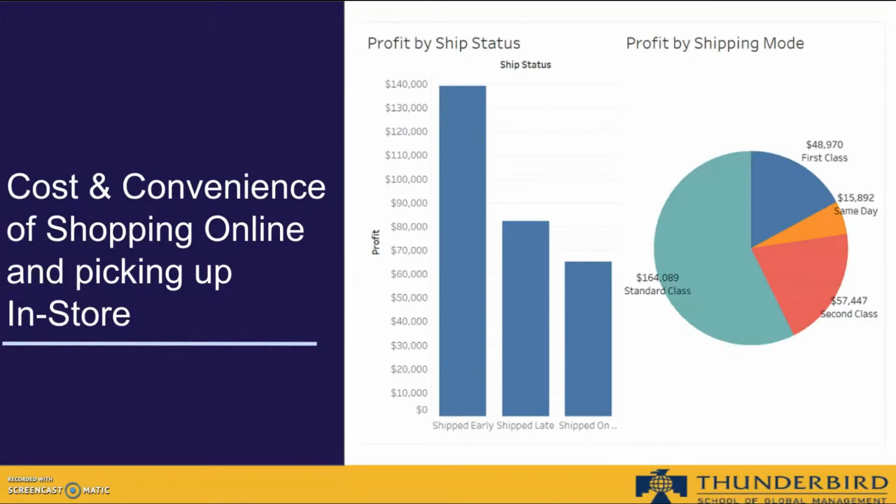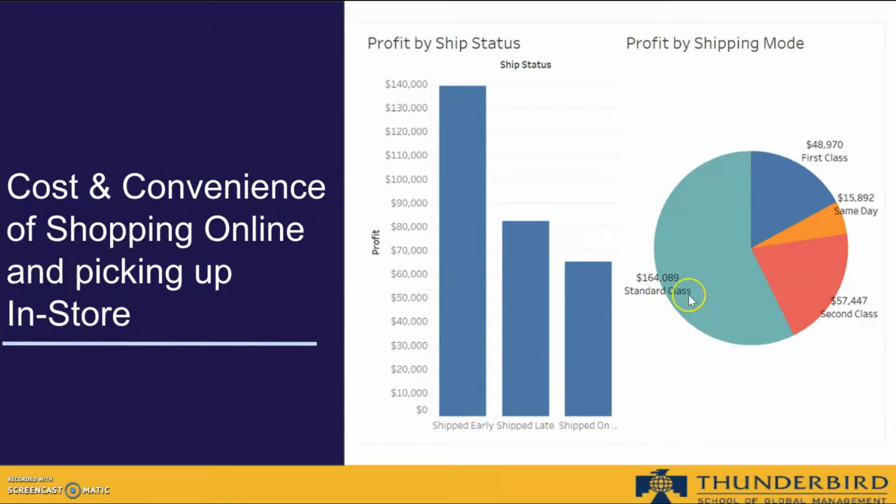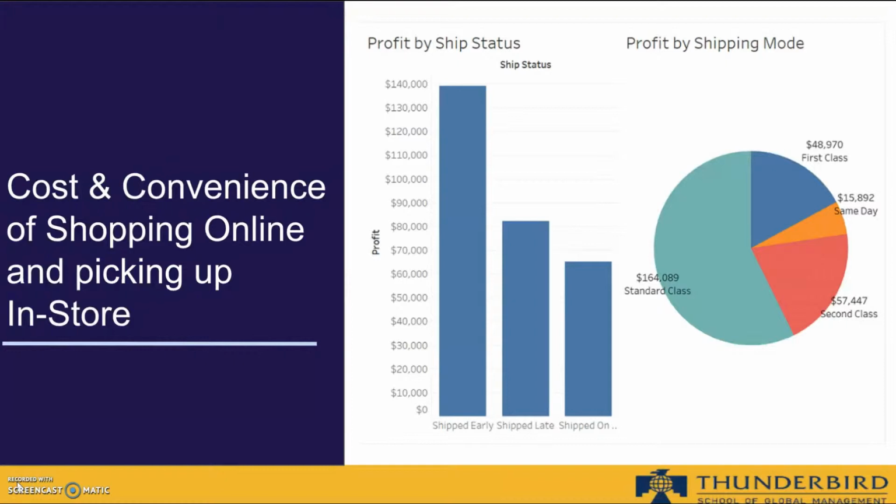And we can see here that there's $164,089 being spent on standard class versus these other types of shipping because of the cost associated with the first class, same day, and second class.